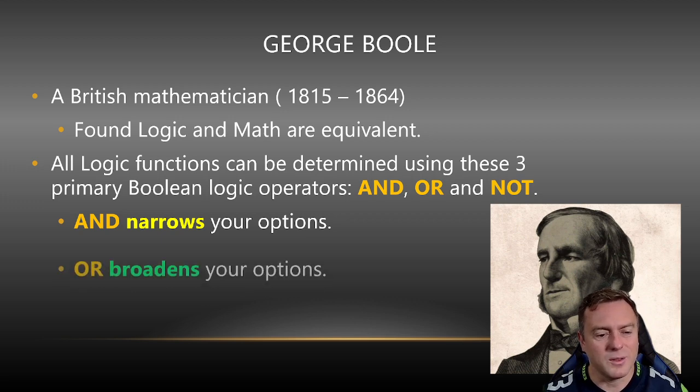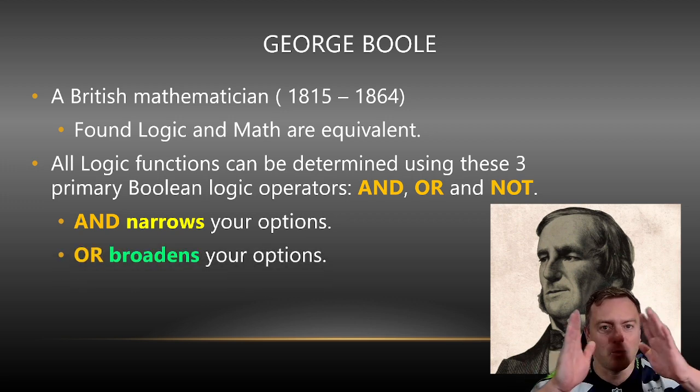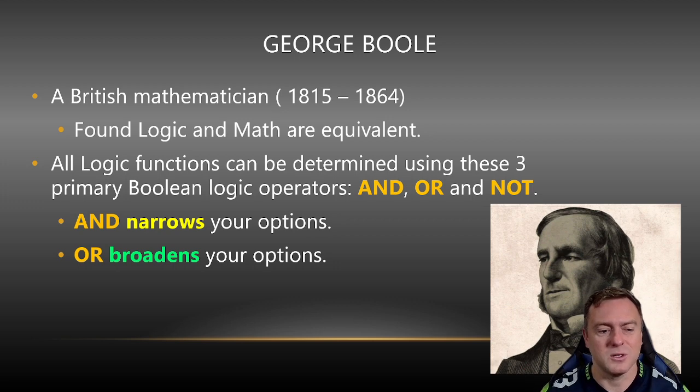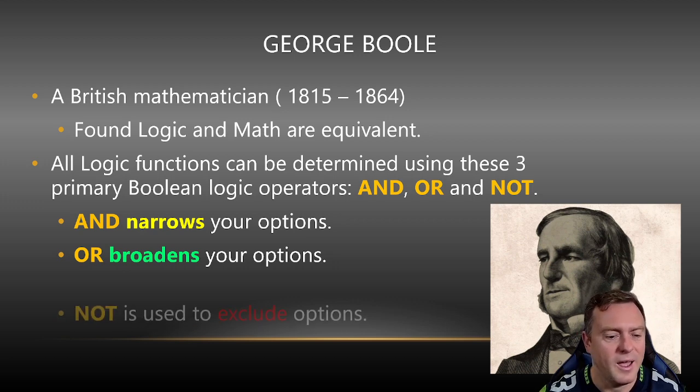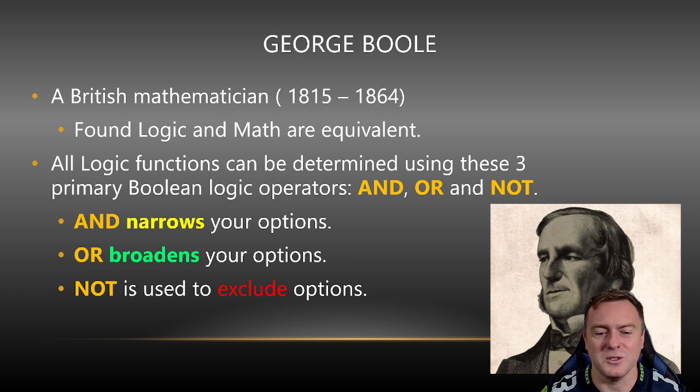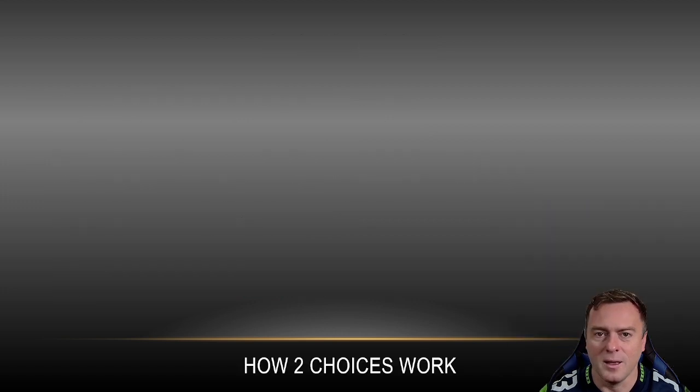If I say or though, it broadens the options. So it widens the choices. If I say I want a burger or fries, I'm happy if I get the burger. I'm also happy if I get the fries, but I'm also happy if I get both. And then last, you've got not, which is used to exclude options. So that's where you flip the script and change what you're looking at.